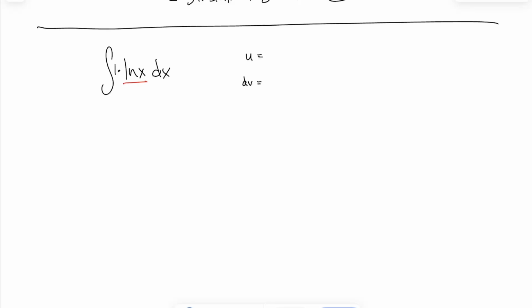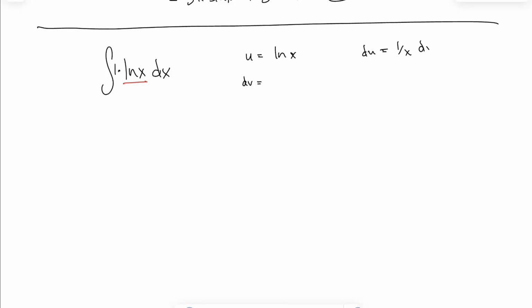It should be the u, because ln is something that I know how to do the derivative of, right? If I take u equals ln x, then du will be 1 over x, right? If you put ln as the dv, then what's the v? It would be the integral of ln, but I don't know what that is. That's actually the whole point of this problem, is finding the integral of ln. So don't put the ln in the dv, all right?